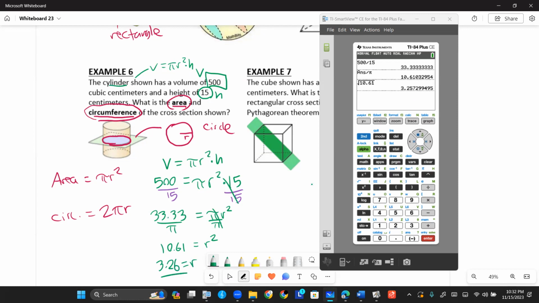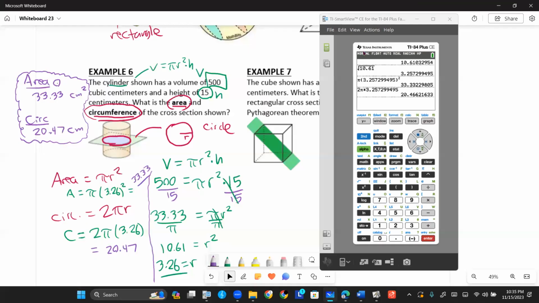Now that I have my radius, I can plug it into both the pi r squared formula for the area and the 2 pi r formula for the circumference and figure out those values. Take a moment to pause the video and plug those in and see what you get. Okay, working those out, I got for the area of the circle pi, using the whole number that was in the calculator, times the radius squared. And that gets me right back to 33.33.